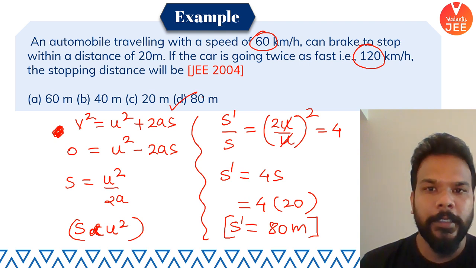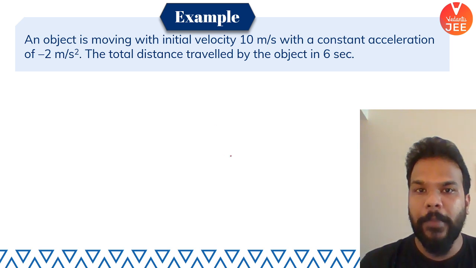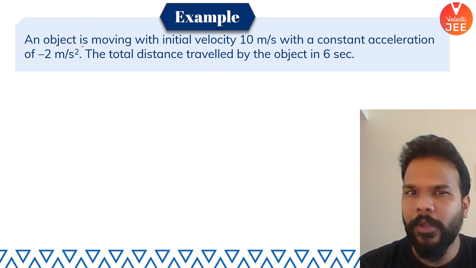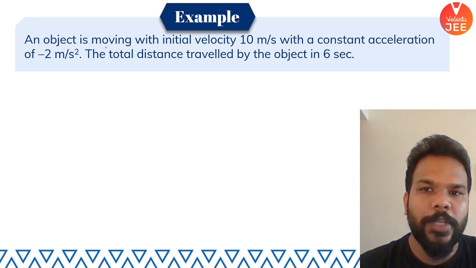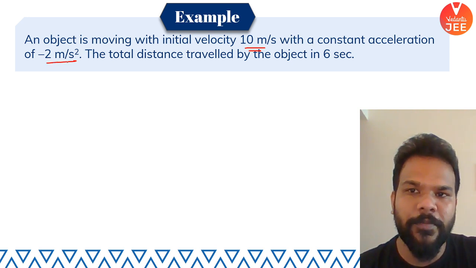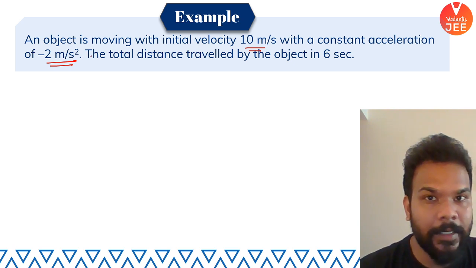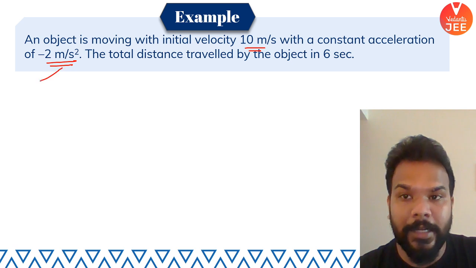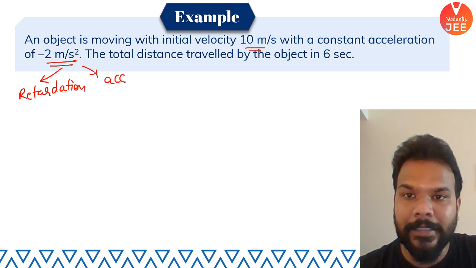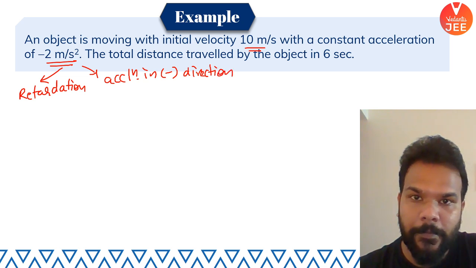Okay guys, cool. Now the next question, where I will explain how we can solve it by graph. But let's first read the question and see what happens if we solve this by equation. An object is moving with an initial velocity of 10 meters per second and a constant acceleration of minus 2 meters per second square. Now when I say minus 2 meters per second square, it could be retardation, or it could be acceleration in the negative direction, because nothing has been specified. So it could be both.